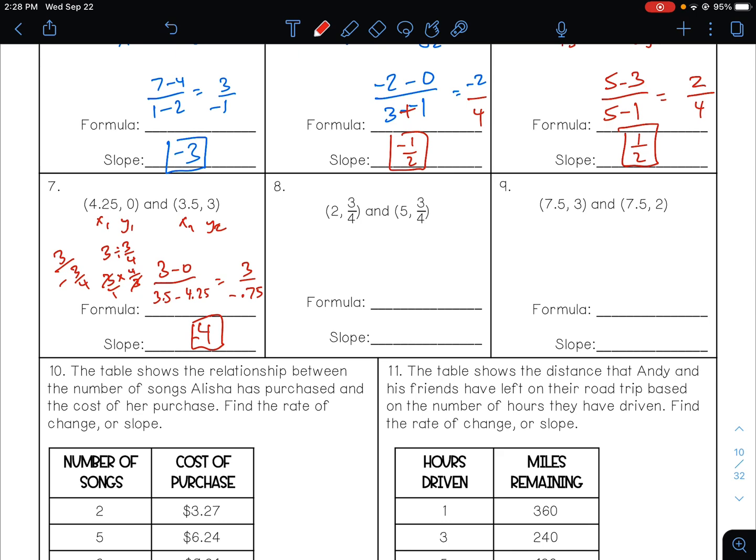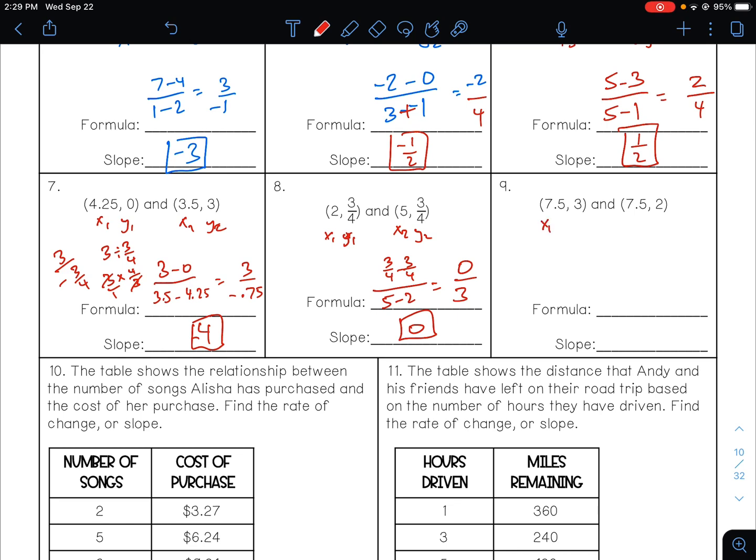All right, let's try number 8. This is x1, y1, x2, y2. 3/4 minus 3/4 is going to be the y value, and then 5 minus 2. Thankfully, 3/4 minus 3/4 is 0. 5 minus 2 is 3. 0 divided by 3 is just 0.